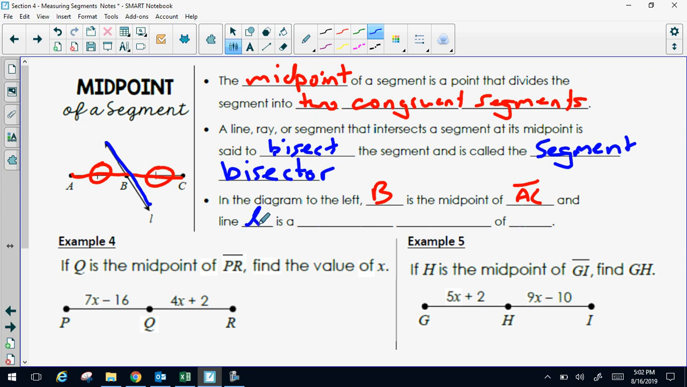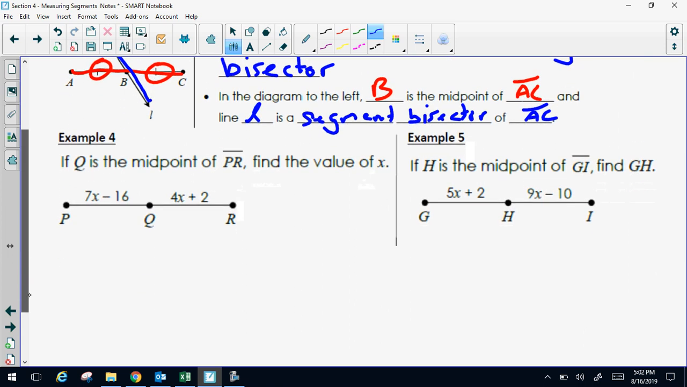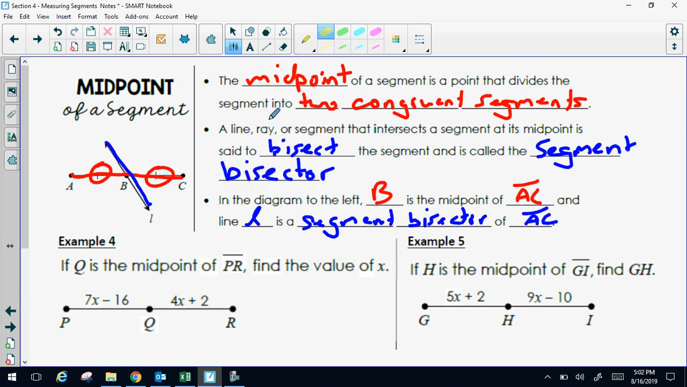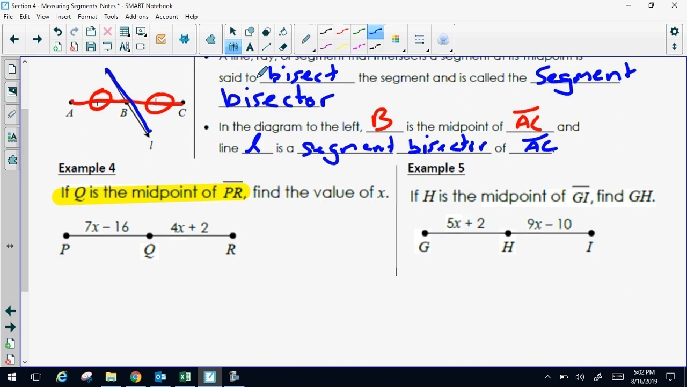So in this case, line L is a segment bisector of line segment AC. Okay. Let's go down to some examples. So they tell me here that Q is the midpoint of PR. As soon as they tell me that something is a midpoint, that means that the two segments are congruent. When the two segments are congruent, that means that these two are equal to each other. So 7x minus 16 equals 4x plus 2.